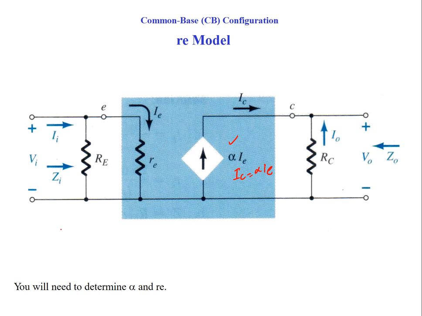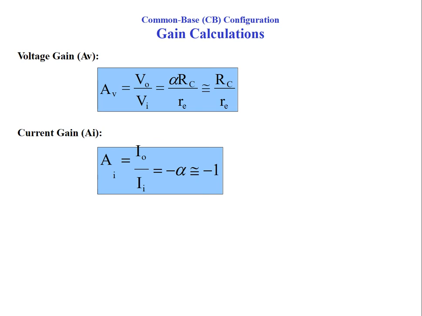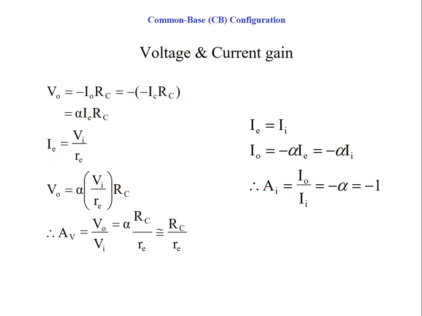Now from this end, the input impedance will be RE parallel with the small RE, and the output impedance will be RC. Simple. The voltage gain looks like this one, and the current gain is -1. The voltage gain is positive, so there is no phase change.